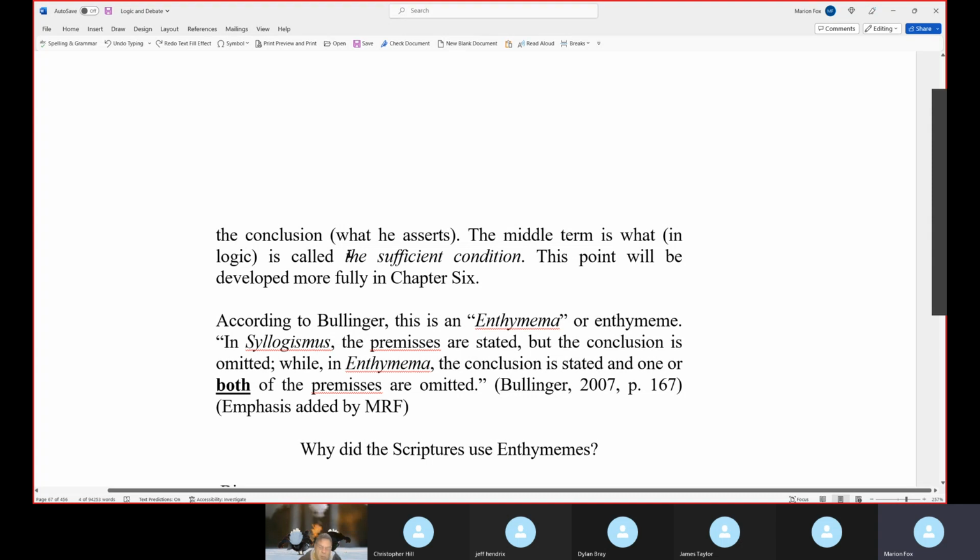Now we'll get to that in chapter 6. It'll be much clearer once we cover chapter 6. We'll develop it more fully.